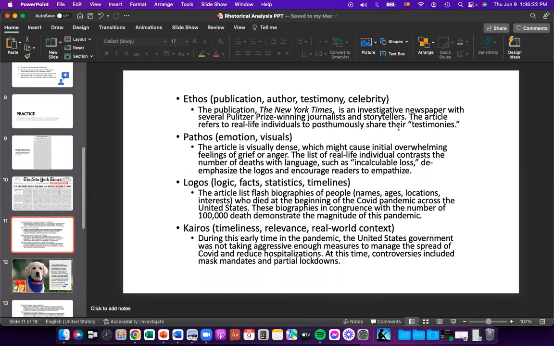As far as pathos, again, this is just visually dense. It's all linguistic text. There's no images. There's no other headlines that are there. It's just small, compact font. This might give you, once you realize, of course, that these are names that are listed, a sense of grief or anger. Your reaction might depend on how you feel politically.